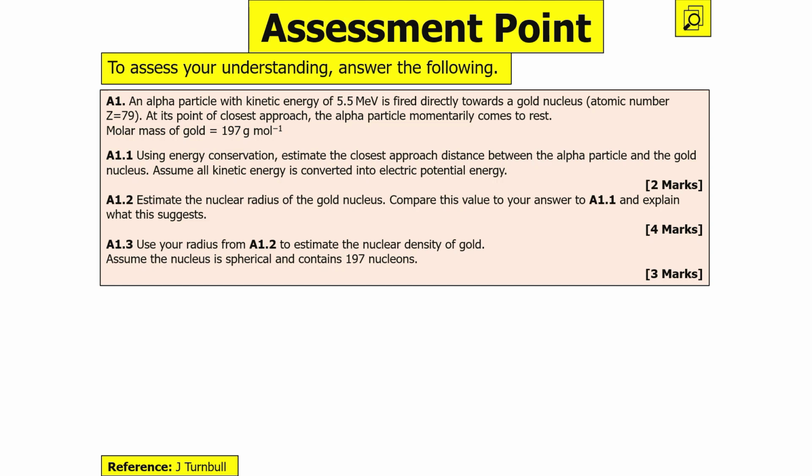Estimate the nuclear radius of the gold nucleus. Compare this value to answer A1.1 and explain what this suggests. Use your radius from A1.2 to estimate the nuclear density of gold. Assume the nucleus is spherical and contains 197 nucleons.